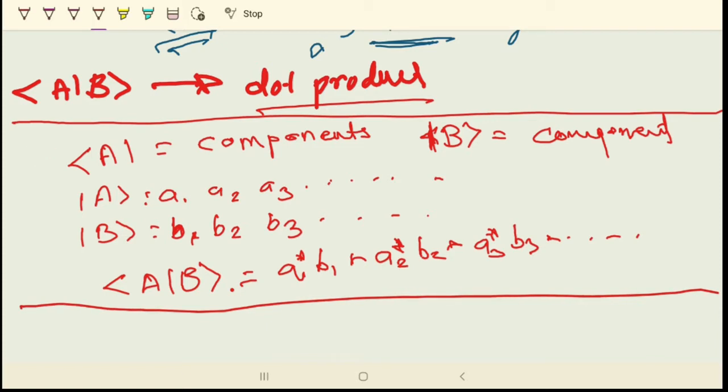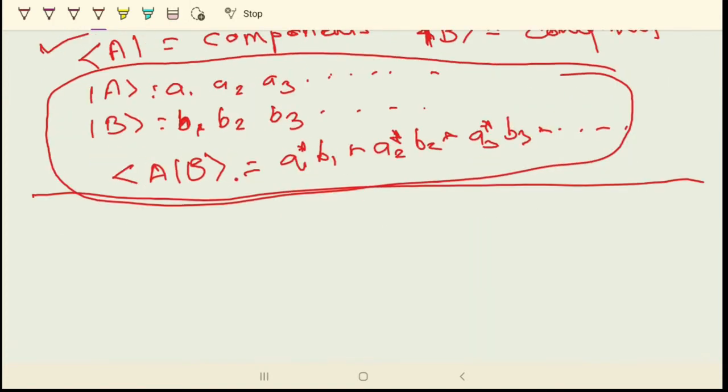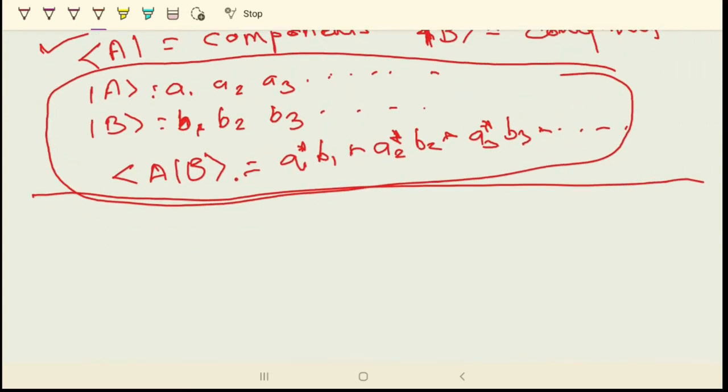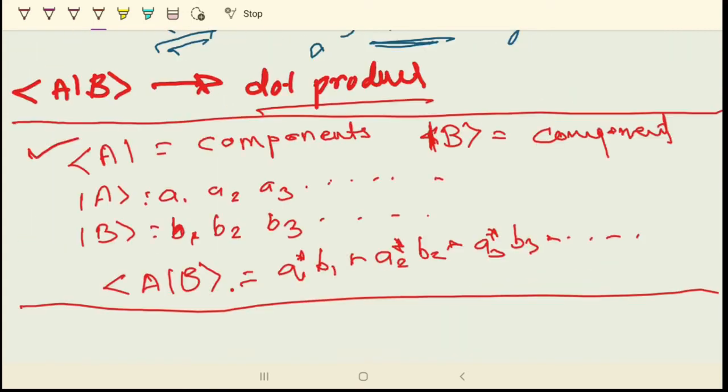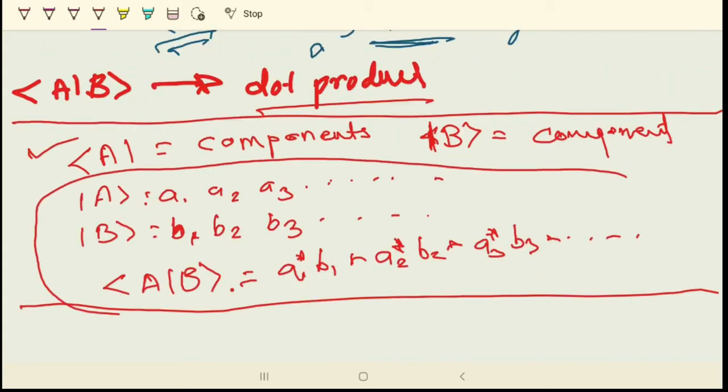So can I do something like this? That's our aim. And if it is so, now I don't care what kind of vector space I am talking about. Whether it is the Euclidean vector space, whether it is the matrices vector space, whether it is the spin vector space, I don't care about those particular things. So can I represent something like this?